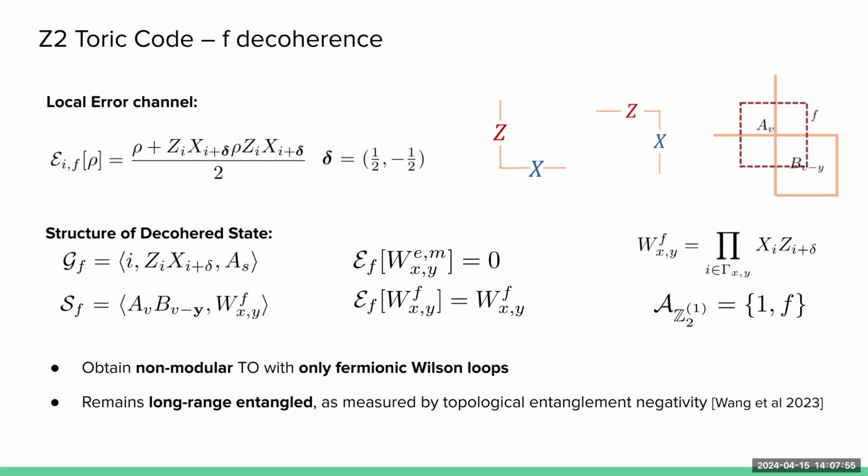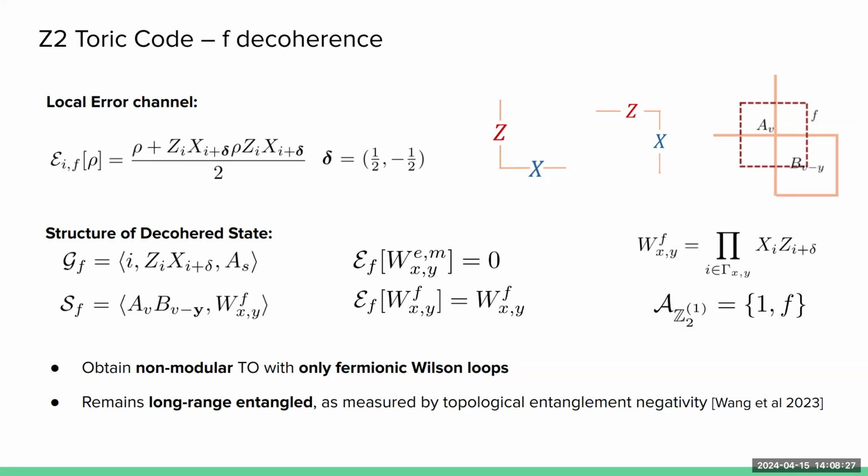And so if you look at the effect of the error channel on the Wilson loops, the electric and magnetic excitations are projected out, but these fermionic Wilson loops remain unchanged. So the topological order characterizing the subsystem code is described by something called the Z2^1 theory, which contains the vacuum and a single fermionic excitation. So what this decoherence has done effectively is project out all the electric and magnetic, say, one-form symmetries, and left behind just the fermionic one-form symmetries. So we peeled off all the bosonic data.